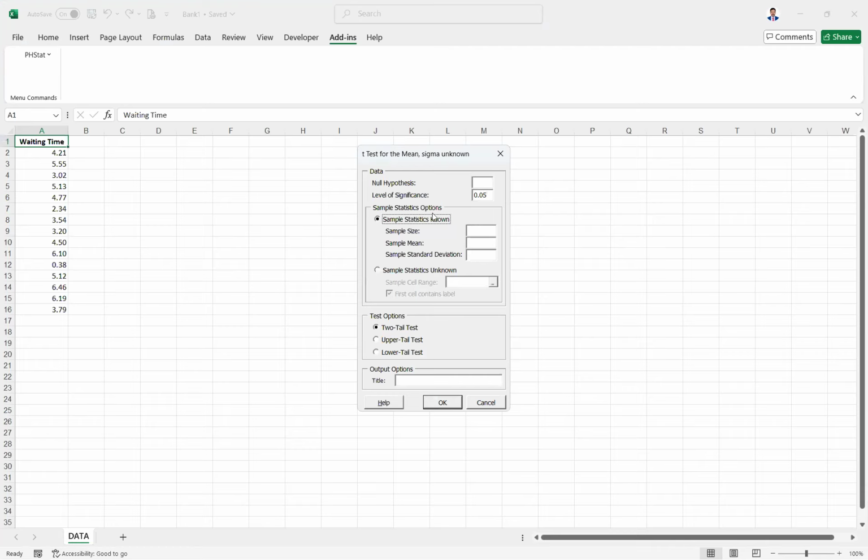Now, let me come to the next one. Sample statistics option. Sample size, you know it is 15. But do you know the mean? You don't know. You have to calculate. Instead of that, just go here. Sample statistics are not known, means you're directly giving the cell values. How? Click here. Select the entire thing. It will automatically take everything. Until here, is it clear?